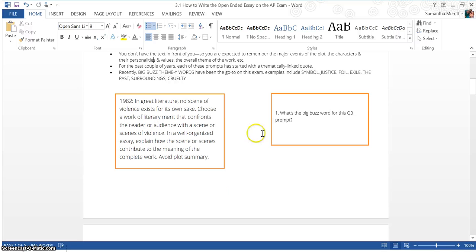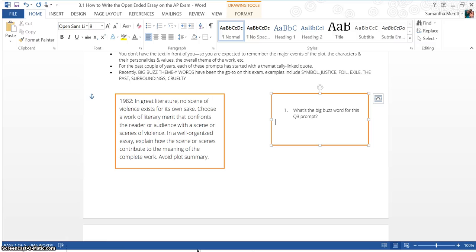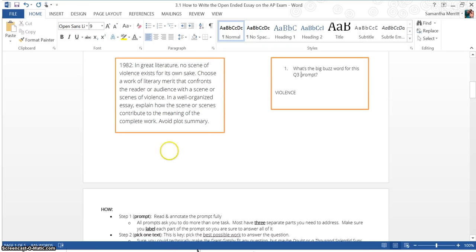So let's look again at this 1982 prompt, the one that we're actually going to be writing about over the next couple days. Read it, and then what's the big buzzword for this Q3 prompt? I want you to write it here, right now, on your paper. Do it. All right, and the answer, of course, is violence. So this is going to be the violence essay. If you haven't written that, go ahead and write it now.